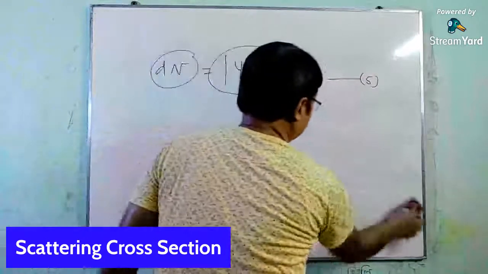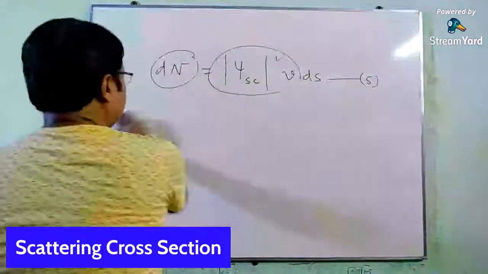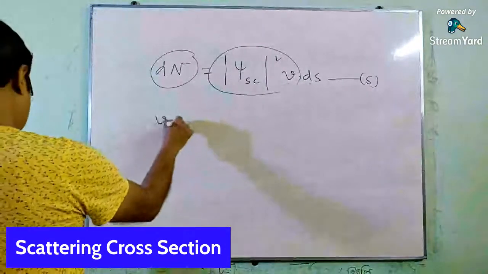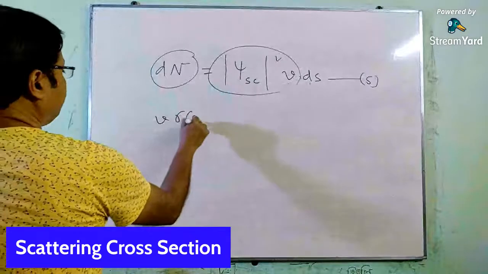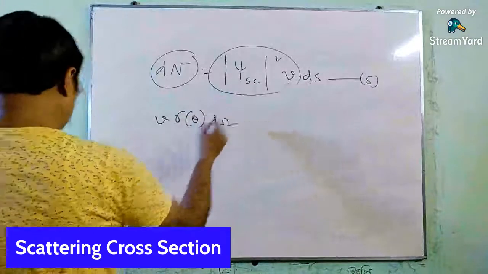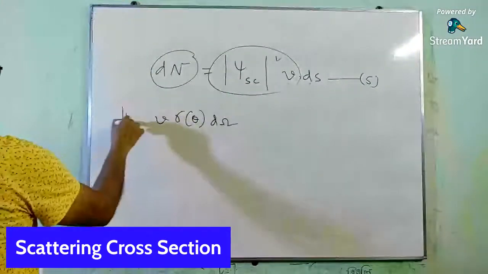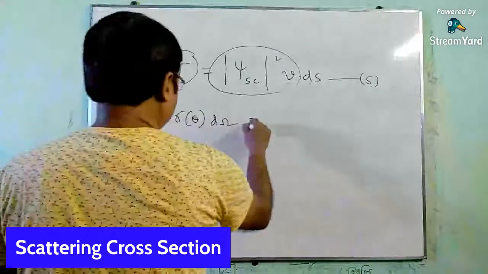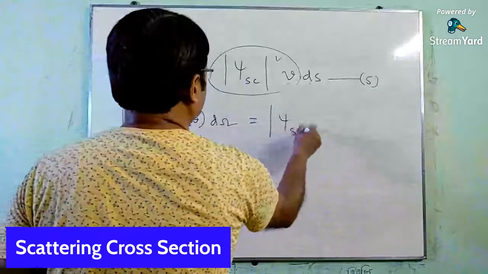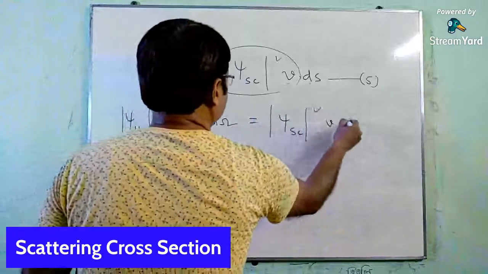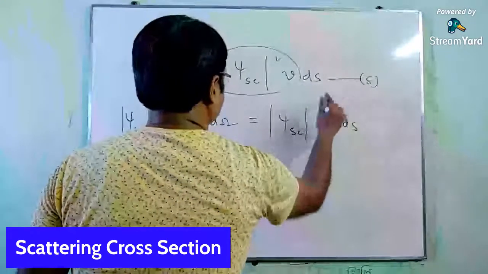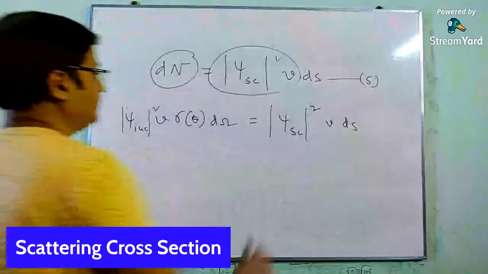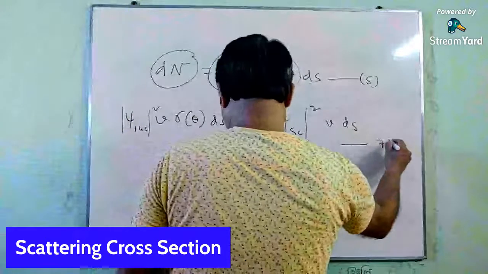So we can write, comparing equations 5 and 6, that |psi_inc|^2 v sigma(theta) d omega equals |psi_sc|^2 v dS. Okay, now this is actually equation 7.